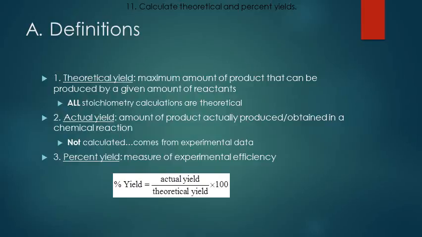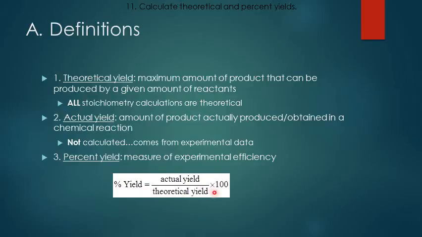Now, I want you to consider what this percent yield tells us and ask yourself, is there any way that this percent yield could ever be more than 100%? The answer to that question would be no. There's no way that a percent yield should ever be more than 100%, because the theoretical yield is the maximum amount that we can collect.